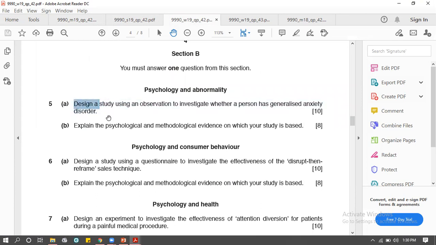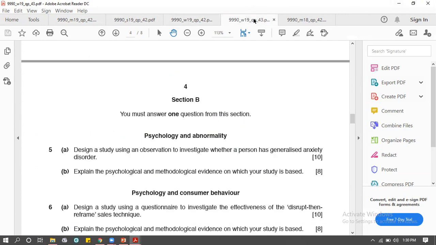This is also a standard discovery question. You want to diagnose a person, whether they have GAD or not, right? You're not going to compare with anything else. You're not going to compare this person with some other person, right? You have just one person, and you find out whether this person has a problem or not.